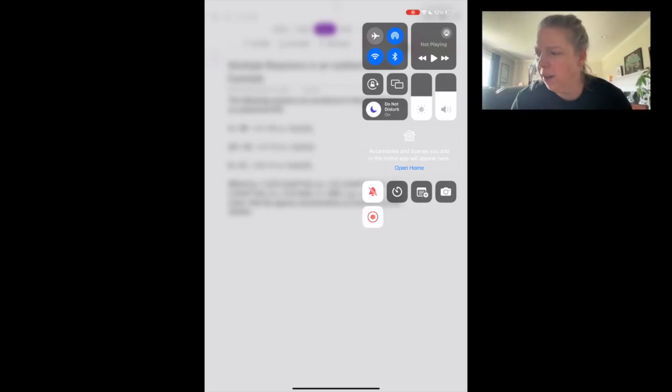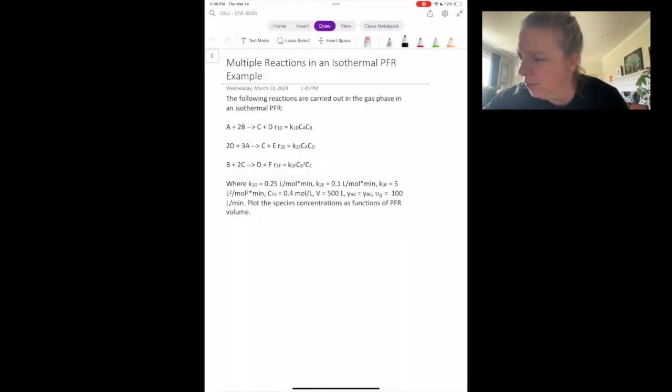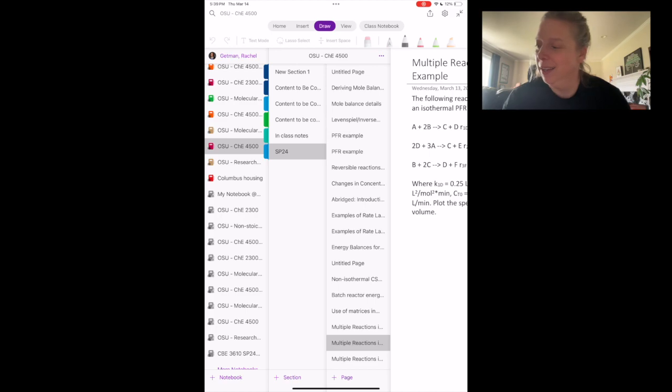All right. In this video, we're going to solve an adiabatic PFR that is carrying out multiple reactions. So basically, we're going to modify the Python solution that we've been using to account for multiple reactions and heat effects. Okay, so, and this is the wrong page, so here we are.